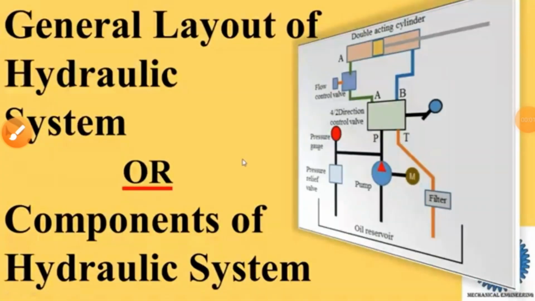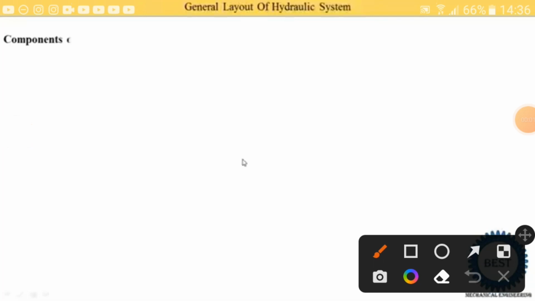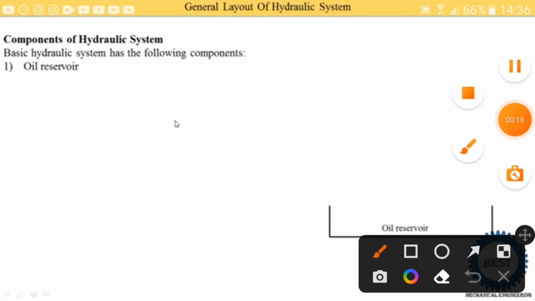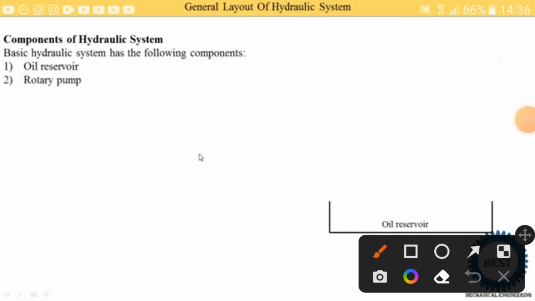Systems. So in hydraulic systems, various components are used. The basic hydraulic system has the following components. First component is the oil reservoir. So here we go with the animation so you can easily understand it. It is the oil reservoir in which the oil is stored. Second component is the rotary pump.